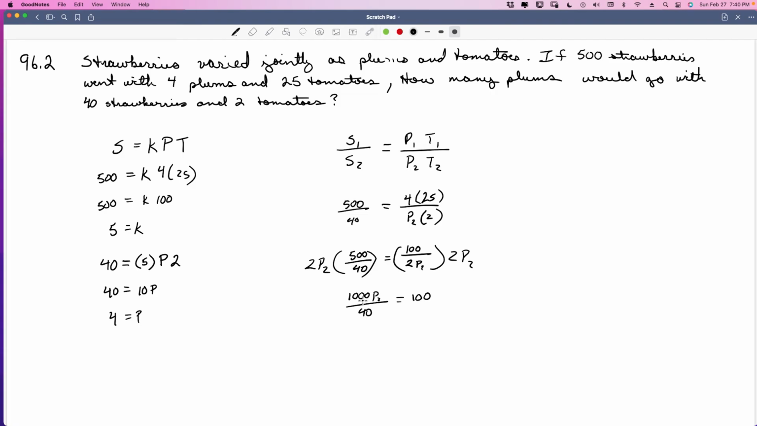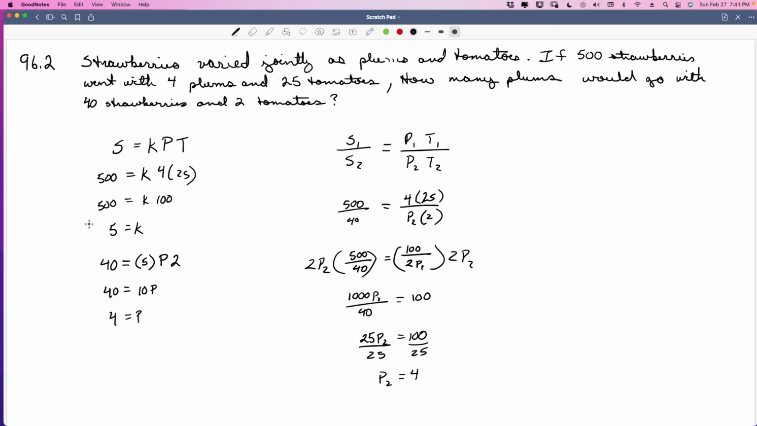All right, and if I divide 1,000 by 40, then that is going to be 100 divided by 4. That's going to be 25. Is that right? Yes, 25 P2 is equal to 100. So I divide both sides by 25. And I get that P2 is equal to 4 plums, which is the same number I got over here.